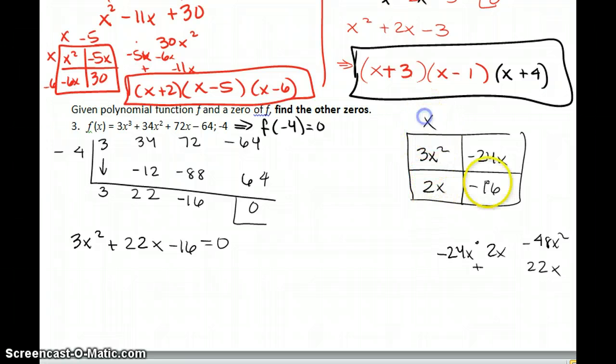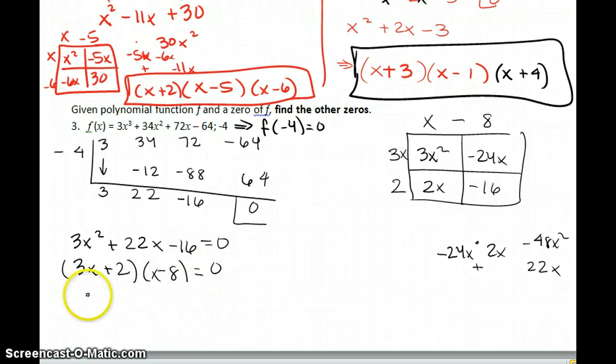So this is x. These both have a -8 in common. Looking from left to right, these have a 3 in common, and these two terms have a 2 in common. Excuse me, this was a 3x. So now you're here: 3x plus 2, and x minus 8 is equal to 0. Maybe you can fit all this on one page. So you'll solve each of these: 3x plus 2 equals 0, and x minus 8 equals 0.